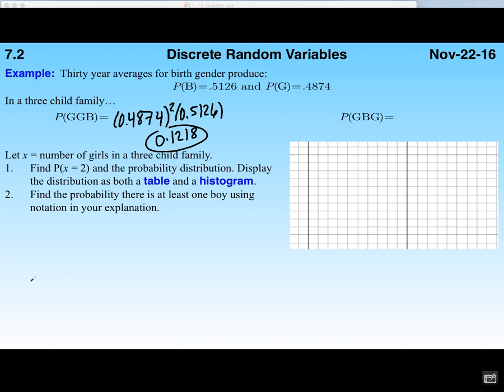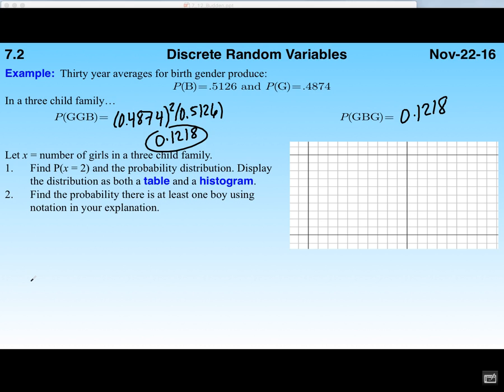What's the probability then of a girl, then a boy, then a girl? Same thing, right? Just different order, same thing. One thing I forgot to tell you with the previous problem, when we were looking at the number of heads, intuitively you probably know this, but the table has to add to 1. The probability distribution table, because we're only flipping a coin 4 times, you have to get between 0 and 4 heads. So the table always adds to 1.